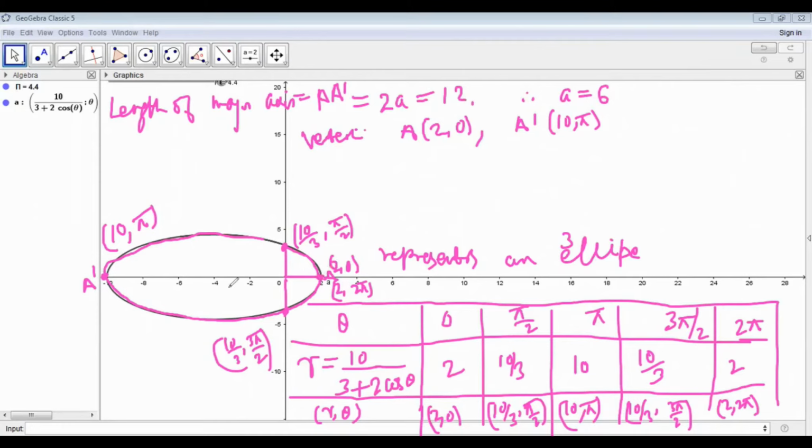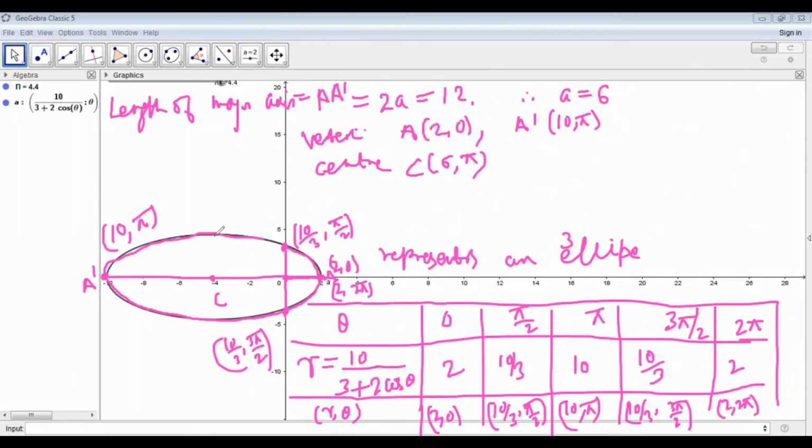From this point 6, 0 to this distance 2, this distance 4, so this coordinate is the center of the ellipse. The center is 2 plus 4, which is 6, because a equals 6: (6, pi). From the center C to A, CA equals 6. The distance CA dash is also 6. So the length of the major axis is 12.